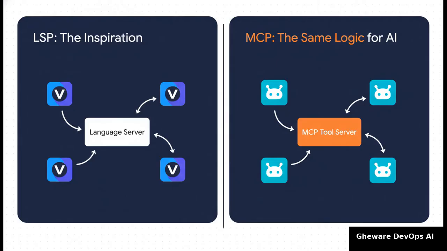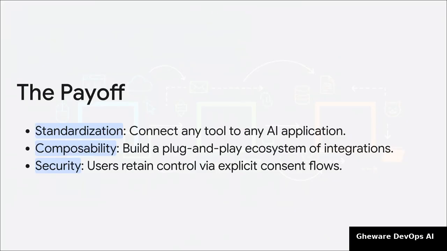So the inspiration for this design is just fantastic. It comes from something called the Language Server Protocol, or LSP. Now, think about this. Before LSP came along, if you wanted to add a new programming language to, say, 10 different code editors, you had to write 10 completely unique extensions. What a nightmare. But with LSP, you just write one language server and boom, all 10 editors can use it. MCP is doing the exact same thing for AI. You build one tool server and now any AI application can connect to it. It's a game changer.